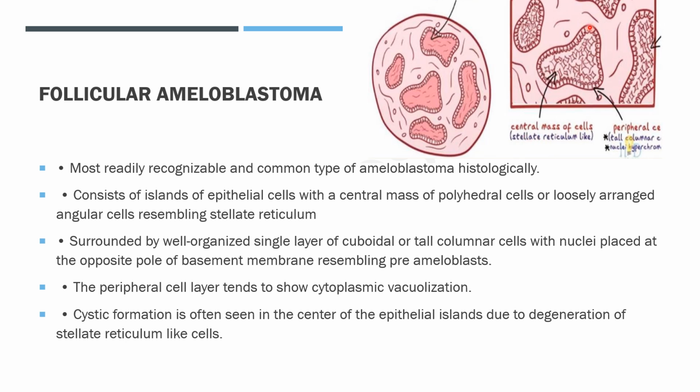The central mass of cells, that is the stellate reticulum formation, will be seen in the follicular form of ameloblastoma, surrounded by a well organized single layer of cuboidal or tall columnar cells with the nuclei placed at the opposite pole of the basement membrane, resembling preameloblasts. So the nuclei placed at the opposite pole is called reversal of polarity. The peripheral cell layer tends to show cytoplasmic vacuolization. Cystic formation is often seen in the center of the epithelial island due to degeneration of the stellate reticulum-like cells.